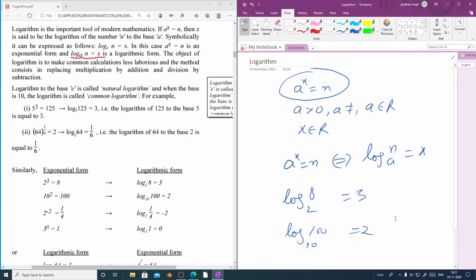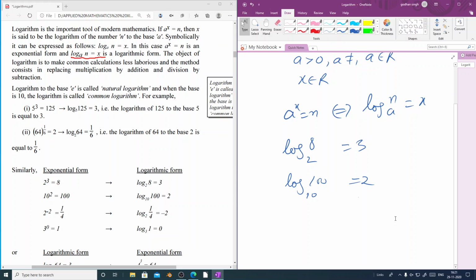In the same way, let us take the third case, that is log 1 with base 3. So what should be the power on 3 such that we get the answer as 1? We know that any real number not equal to 0, raised to 0, is always 1. So if we put the power of 3 as 0, we get the answer as 1. So log 1 with base 3 will be equal to 0.